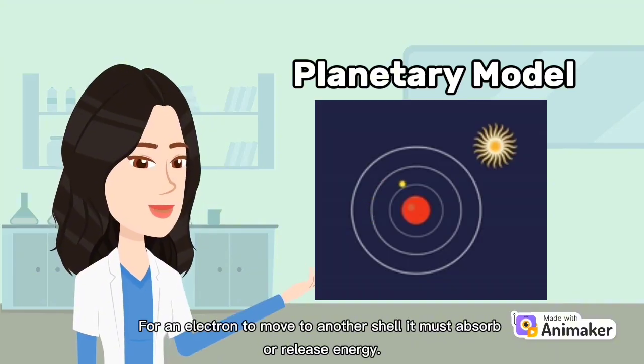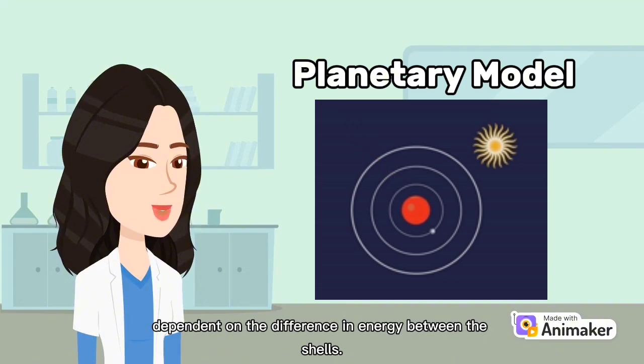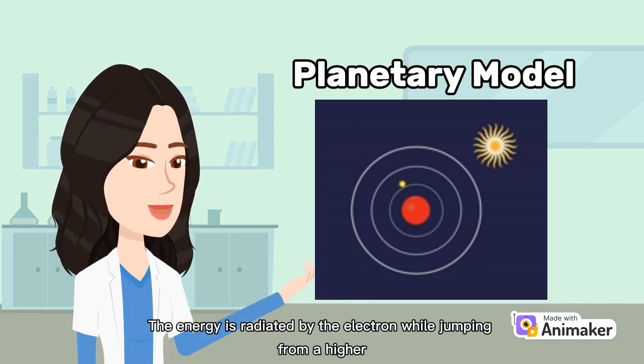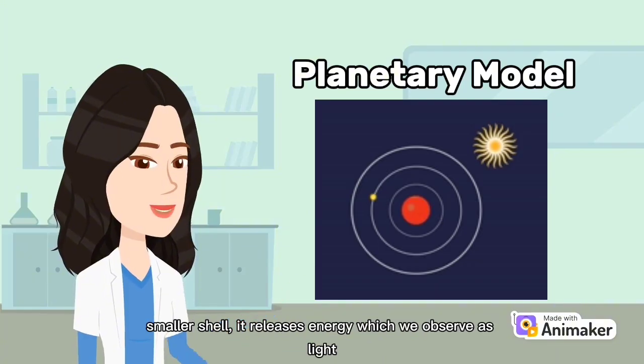For an electron to move to another shell, it must absorb or release energy. The amount of energy absorbed or emitted is dependent on the difference in energy between the shells. The energy is radiated by the electron while jumping from a higher atomic orbital to a lower atomic orbital. When an electron moves to a smaller shell, it releases energy which we observe as light.